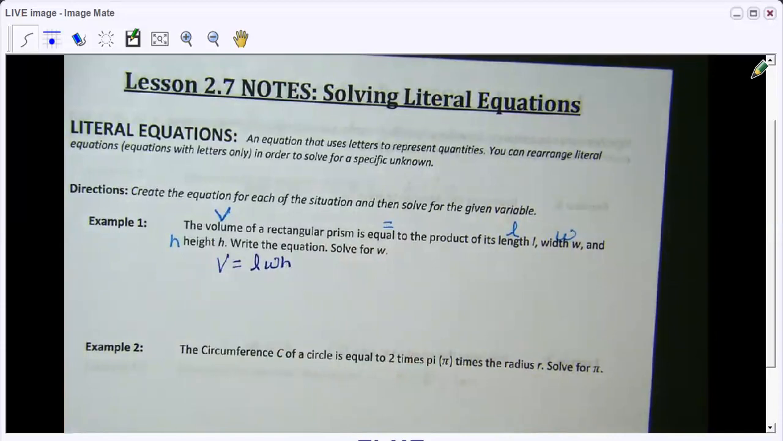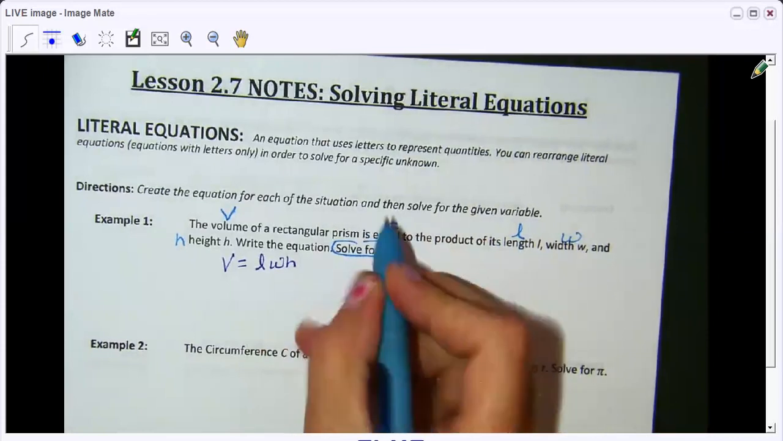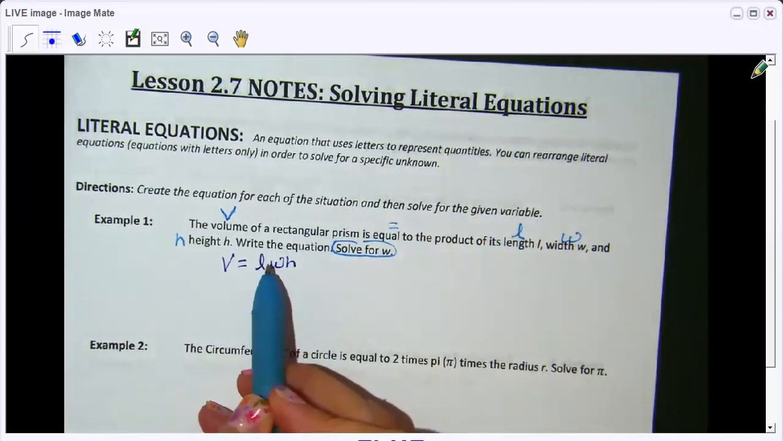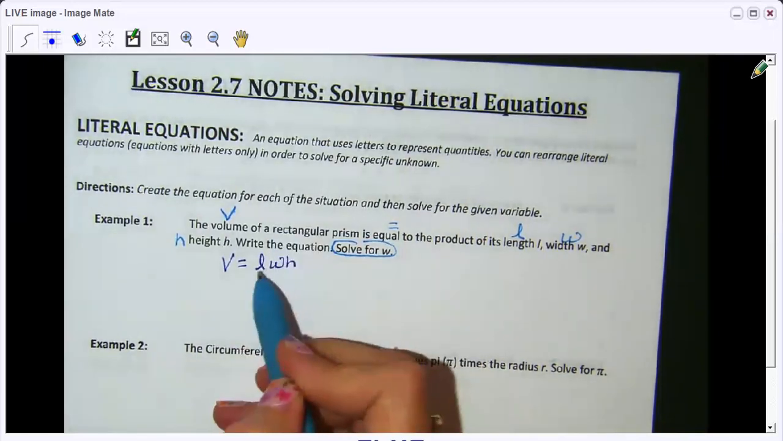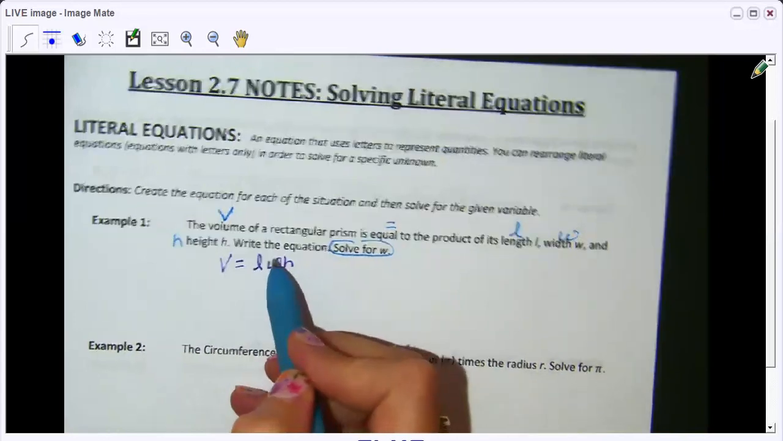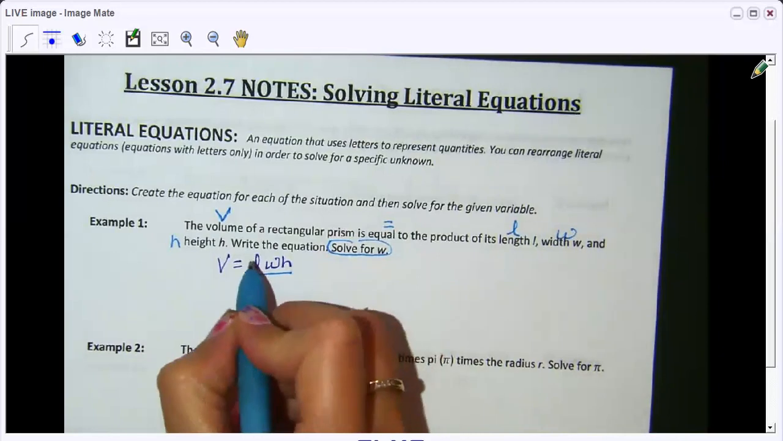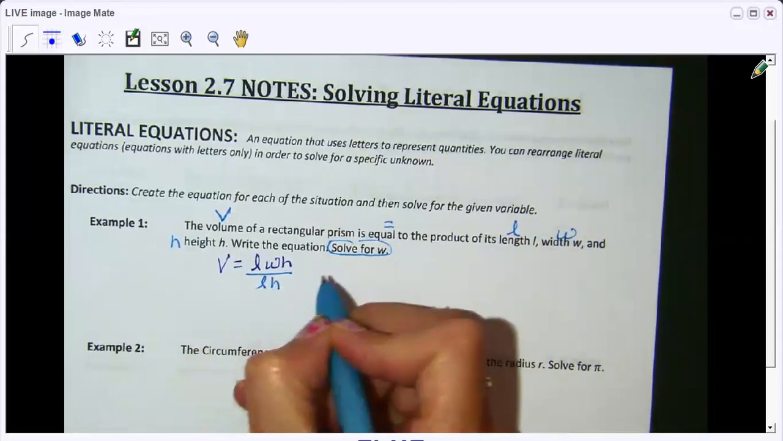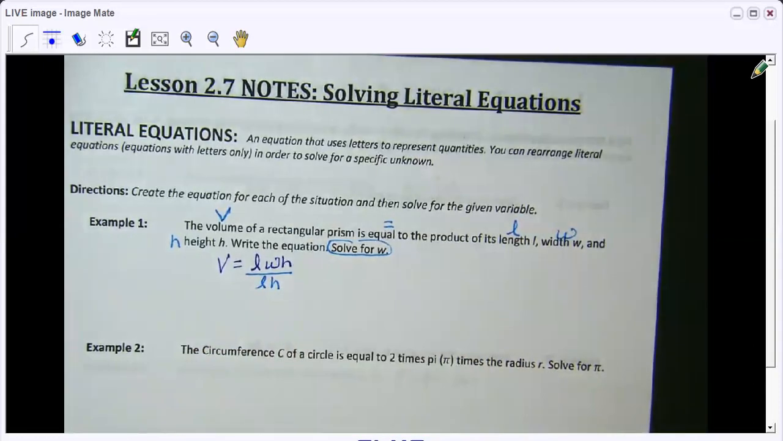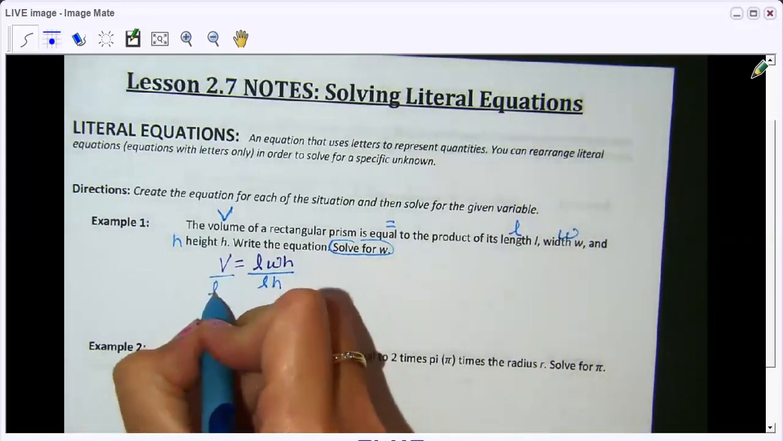Now it says to solve for W. So what we have to do is get W all by itself. And that means that we have to get rid of the L and the H. Because we're multiplying all three of these, we do the opposite of multiplication and we divide to get rid of the length and the height. So we have W by itself. If we divide by length and height on the right side, we have to divide by length and height on the left.